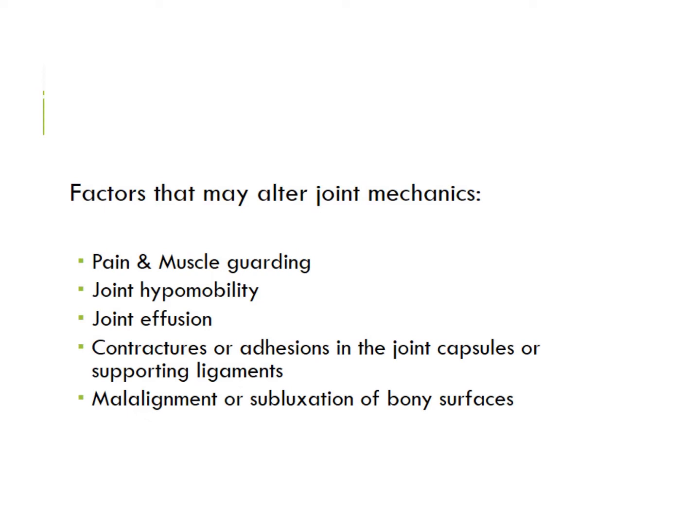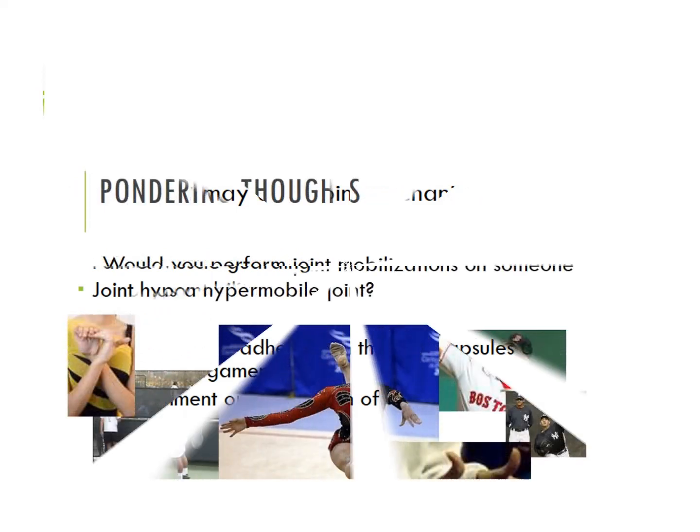Now the last is malalignment or subluxation of bony surfaces. When there is slight malalignment or aberrant joint position, or there is a dysfunctional joint position of the bony surfaces, that can also lead to reduced range of motion and altered joint mechanics.